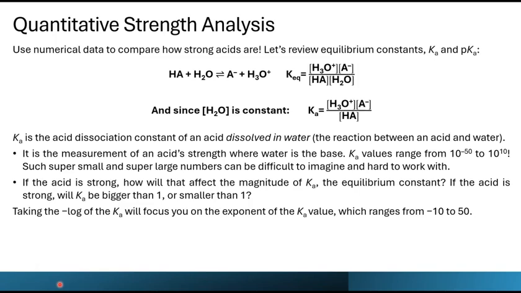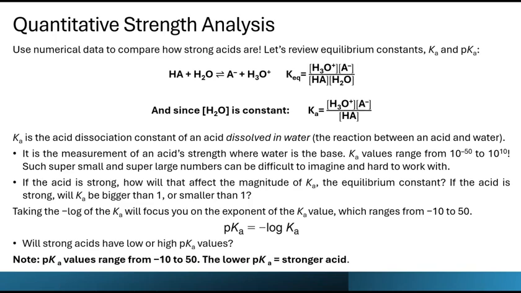Let's go ahead and consider what happens if we take the negative log of Ka. Then we're going to get values that range from -10 to 50. The pKa is equal to the negative log of Ka. Will strong acids have a low or high pKa value? pKa values range from -10 to 50. The lower the pKa, the stronger the acid.